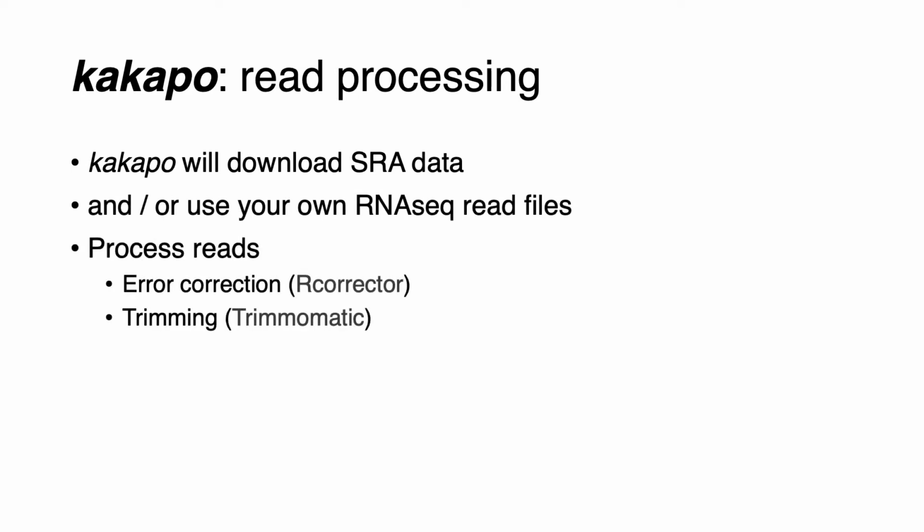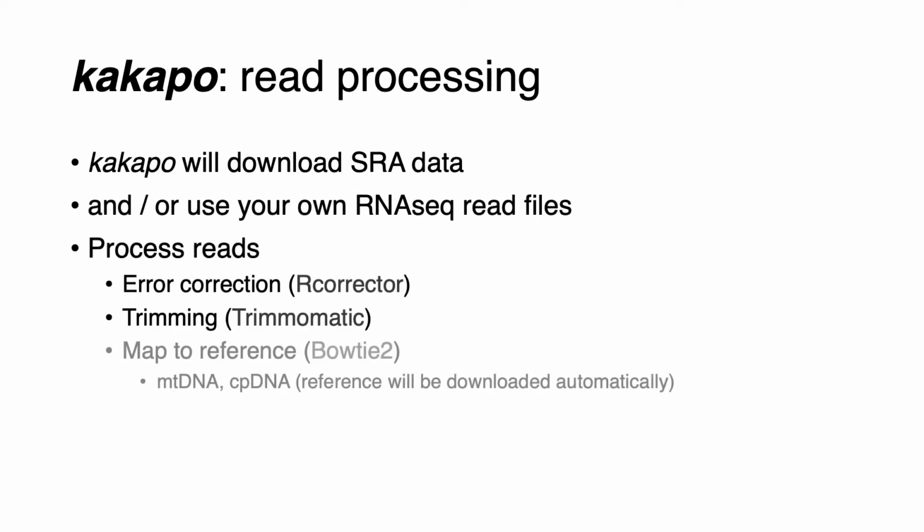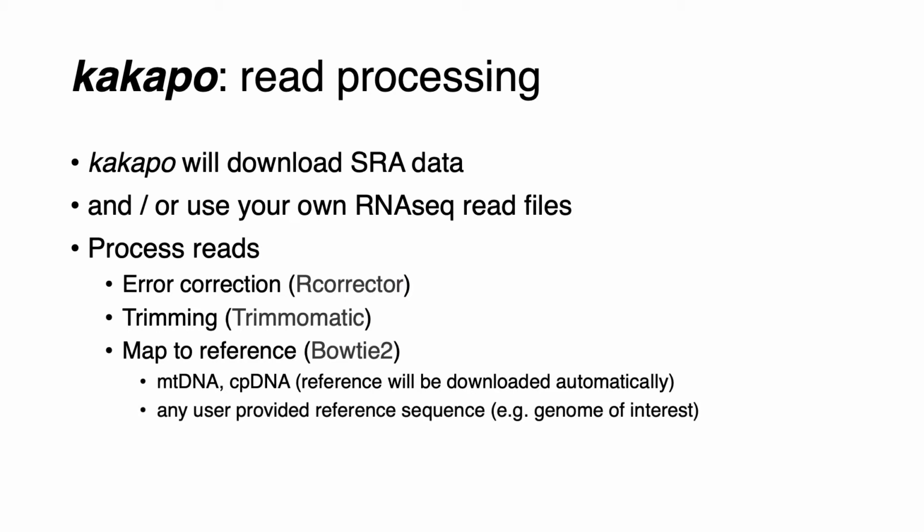Kakapo will download the raw read data for the provided SRA accessions, or it can use your own FASTQ files. The reads will then be error-corrected and trimmed. Optionally, the pipeline will map mitochondrial and chloroplast reads to the best available reference genome and create separate datasets for these organelles. Additionally, the user can provide any number of arbitrary genomes for mapping. This may be useful, for example, if you are interested in separating viral or bacterial reads. As a final filtering step, Kakapo will run Kraken2 to filter any other non-target reads.